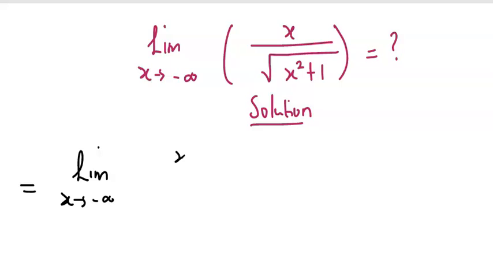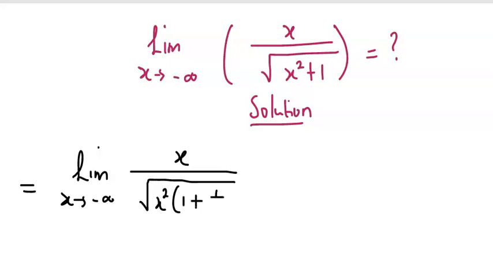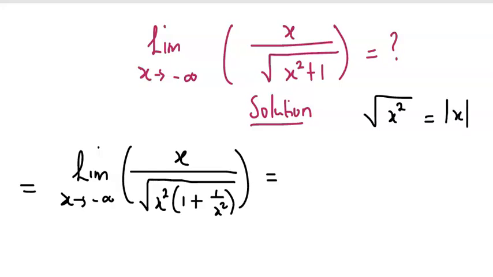Up here we have x, divided by the square root of, now we're going to factor out x squared. If you do that, we're going to have 1 plus 1 over x squared. Now let's take note of this: we know the square root of x squared is equal to the absolute value of x. Don't forget that, because I'm seeing something nice coming up here.